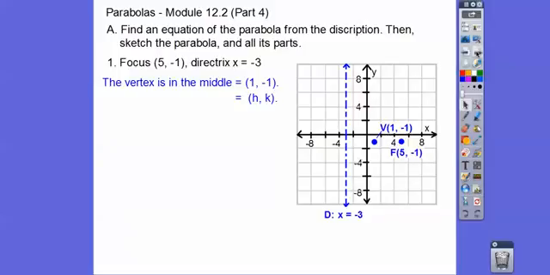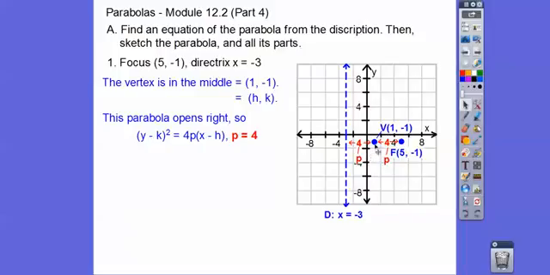So remember, the parabola always surrounds the focus, so it has to be going to the right. It has to be going over here to protect that focus right there. And if it's going to the right, then p is positive, and p is this distance between the vertex and the focus, or the vertex and the directrix right here. p is 4 because it's opening to the right, okay?